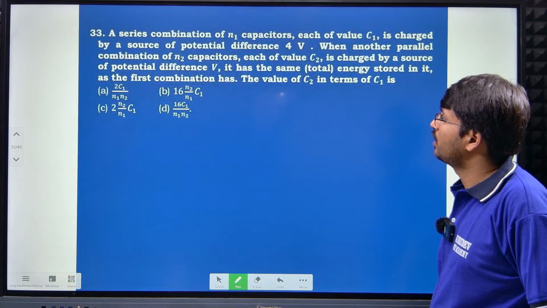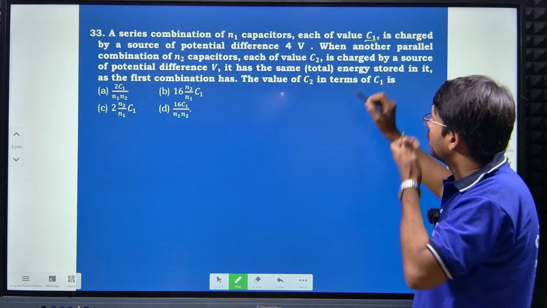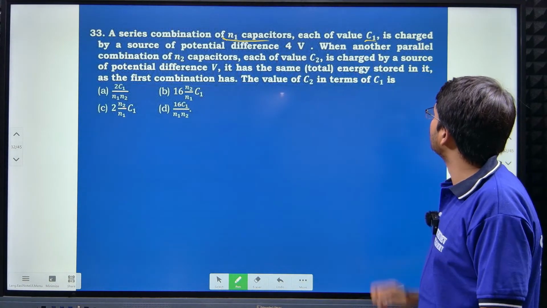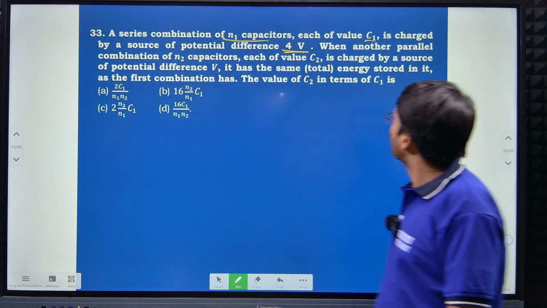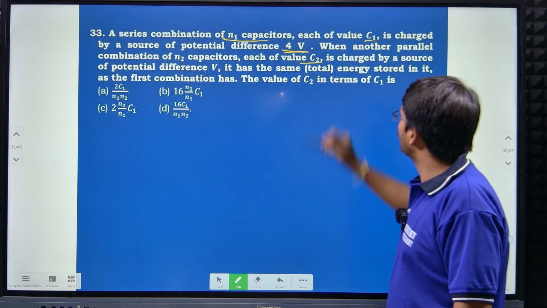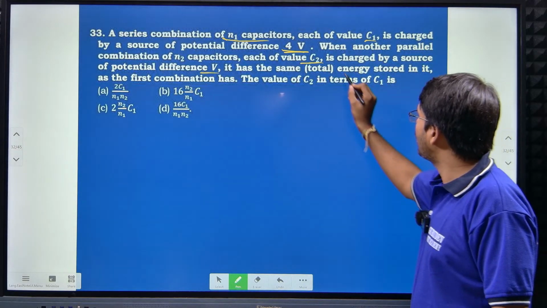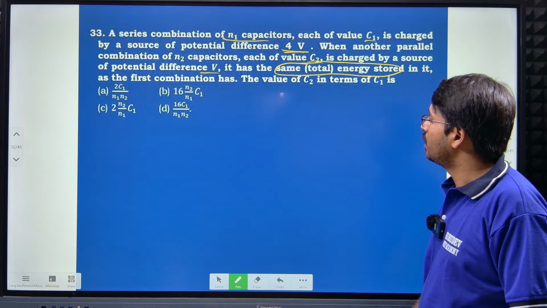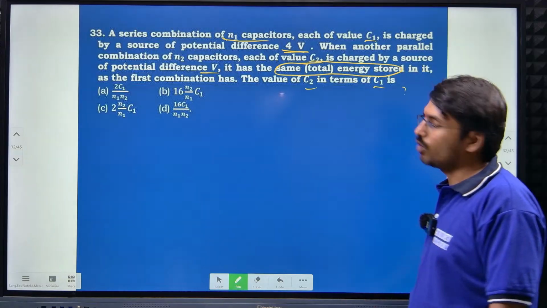Okay, next, a series combination of N1 capacitors, each of the value C1. You should remember this. N1 capacitors of value C1 is charged by a source of potential 4V. When another parallel combination of N2 capacitors of value C2 is charged by a source of potential difference V, it has the same energy in it. The value of C2 in terms of C1 is what?